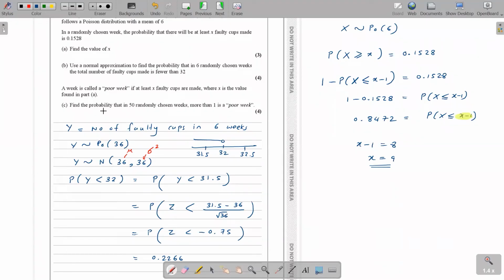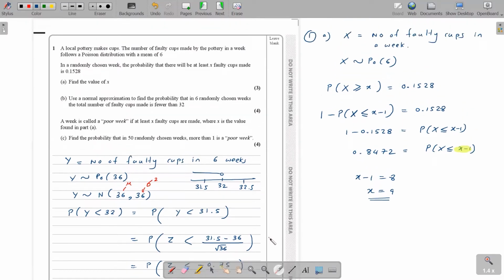Okay, part C. They say a week is called a poor week if at least X faulty cups are made, where X is the value found in part A. So what was the X value we found in part A? X was 9. So basically it's a poor week if at least 9 faulty cups are made in a week. Find the probability that in 50 randomly chosen weeks, more than 1 is a poor week.